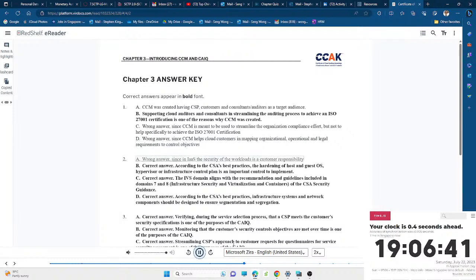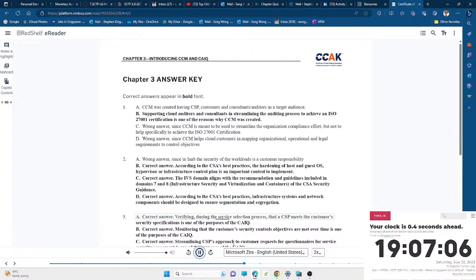2A. Wrong answer, since in IaaS the security of the workloads is a customer responsibility. B. Correct answer. According to the CSA's best practices, the hardening of host and guest OS, hypervisor, or infrastructure control plan is an important control to implement. C. Correct answer. The IVS domain aligns with the recommendation and guidelines included in Domains 7 and 8, Infrastructure Security and Virtualization and Containers, of the CSA Security Guidance. D. Correct answer. According to the CSA's best practices, infrastructure systems and network components should be designed to ensure segmentation and segregation.